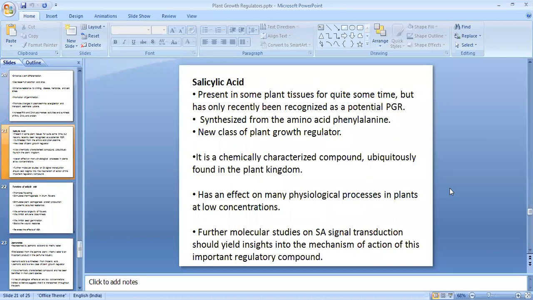In the later part, this has been recognized as a potential plant growth regulator. This is synthesized from the amino acid phenylalanine. It is a new class of plant growth regulator. It is a chemically characterized compound, present in almost all the plant kingdom. And it has many effects on the physiological functions of plants at low concentrations. The molecular studies on salicylic acid signal transduction lead to study of the mechanism of action and its role as an important regulatory compound.